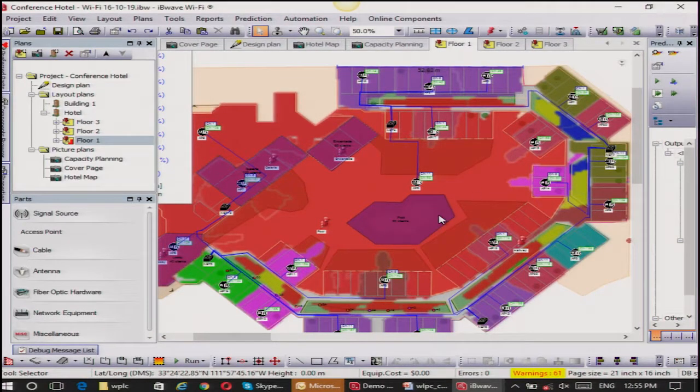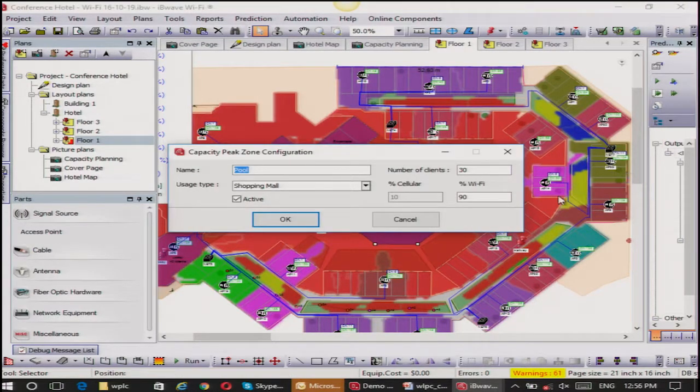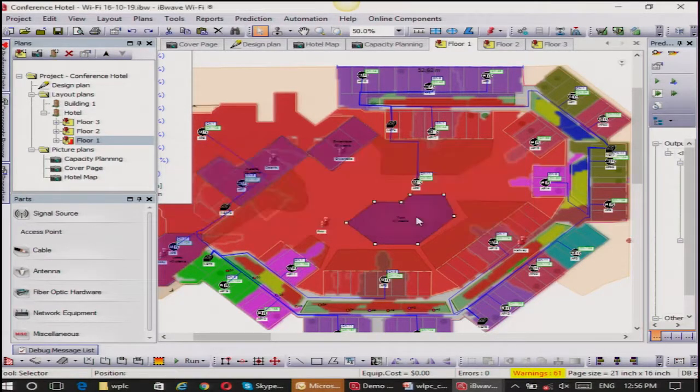This is the area where the pool is in the middle of the floor. And these are the ballrooms. And if you double click on that, you can basically specify the number of clients. There it is. So if you double click on that, you can specify the number of clients and the breakdown between cellular and the Wi-Fi.